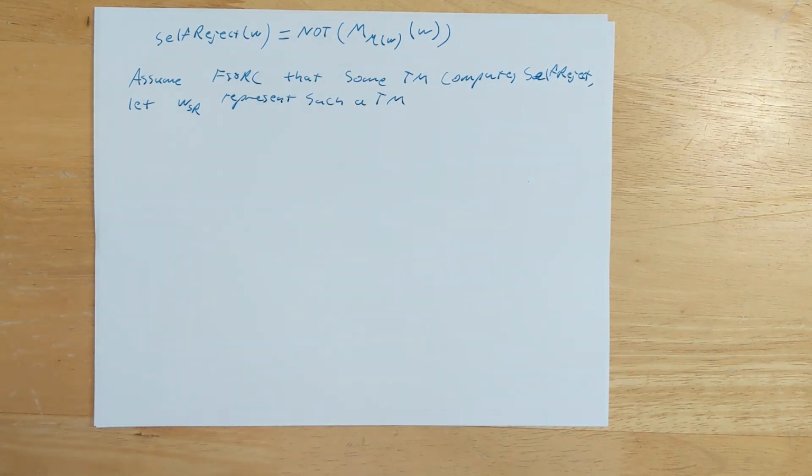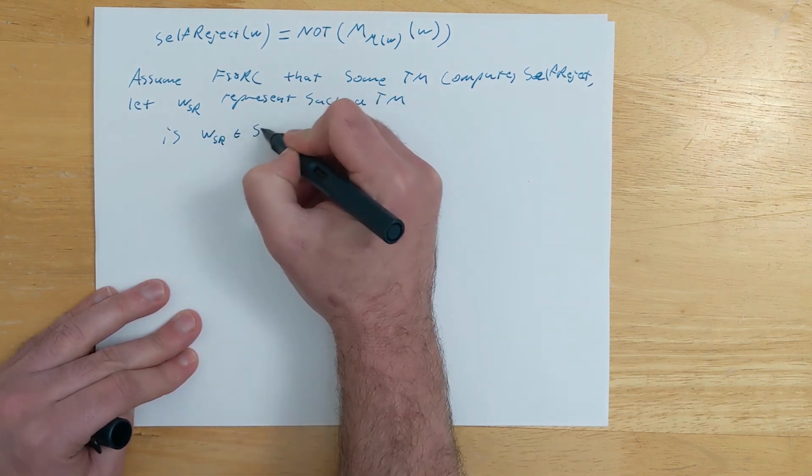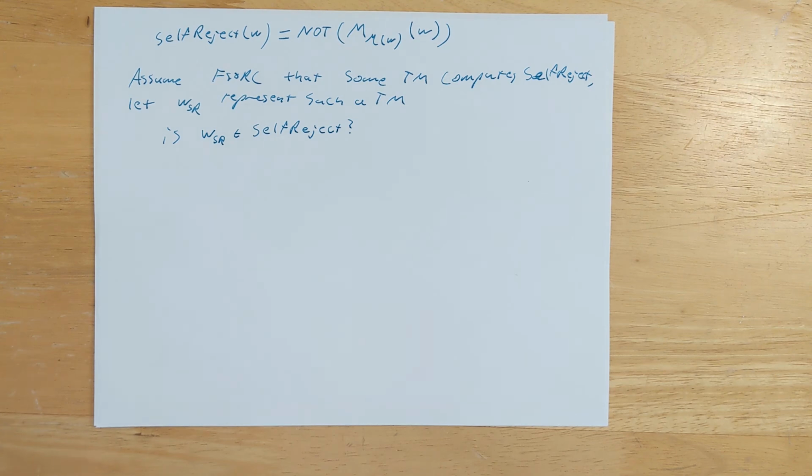So we've said, let's assume towards reaching a contradiction that we have a Turing machine that computes self-reject, and the string WSR is a string which represents that Turing machine. In other words, fancy M applied to WSR gives us some Turing machine that computes this self-reject function. Now let's consider: does this string WSR belong to self-reject? Self-reject is a language, so it's a set of strings. WSR is a string, so either it belongs to self-reject or it doesn't.